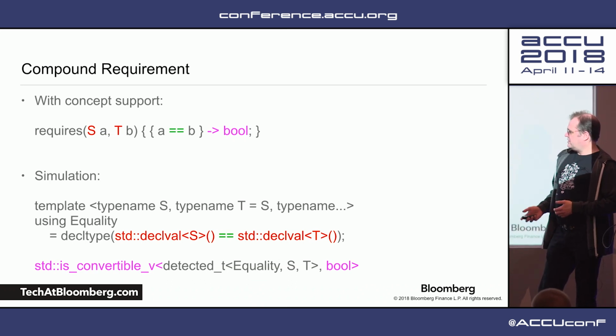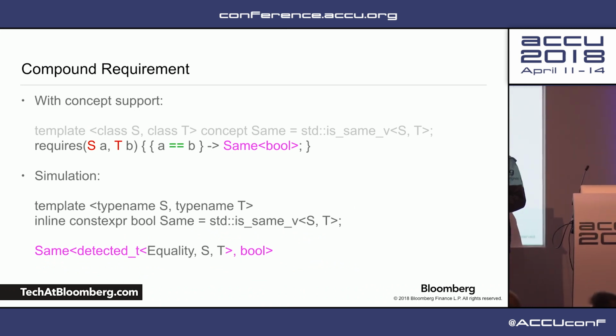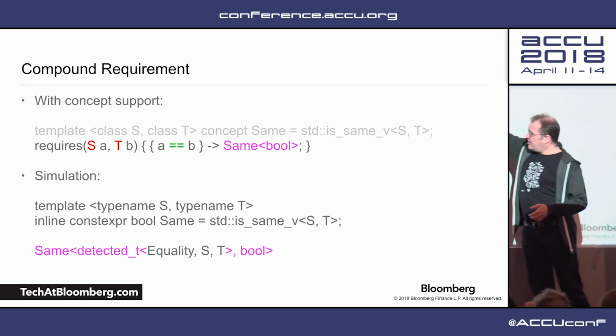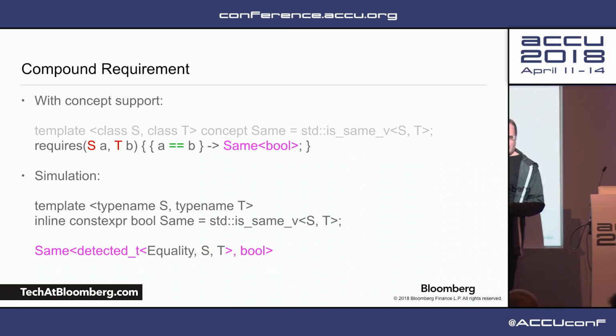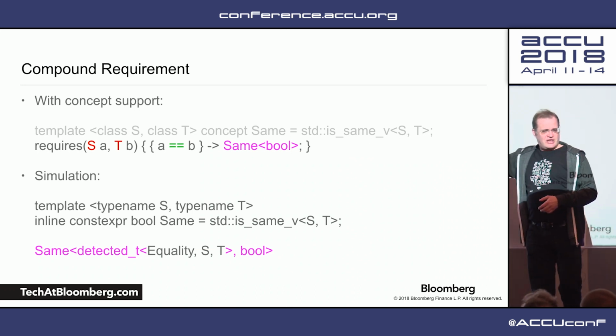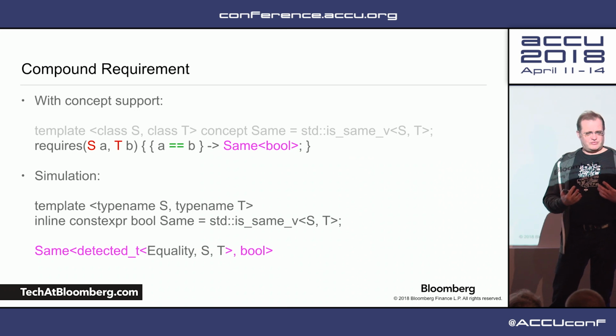So if you have a compound requirement where we actually check a concept, now, when I say we check a concept, that's a little bit weird. If we don't have concepts, how can we check against a concept? Now concepts are just Boolean expressions.